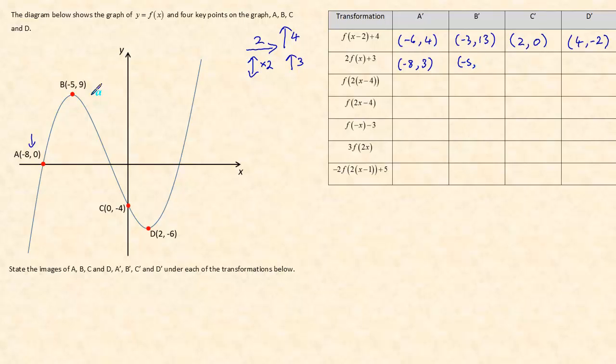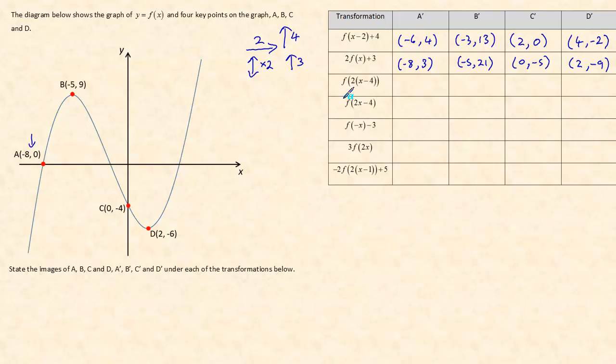X-coordinate the same. 9 doubled is 18, add 3 is 21. X-coordinate stays the same. Negative 4 doubled is negative 8, add 3 is negative 5. And then here we double negative 6, negative 12, add 3 is negative 9.